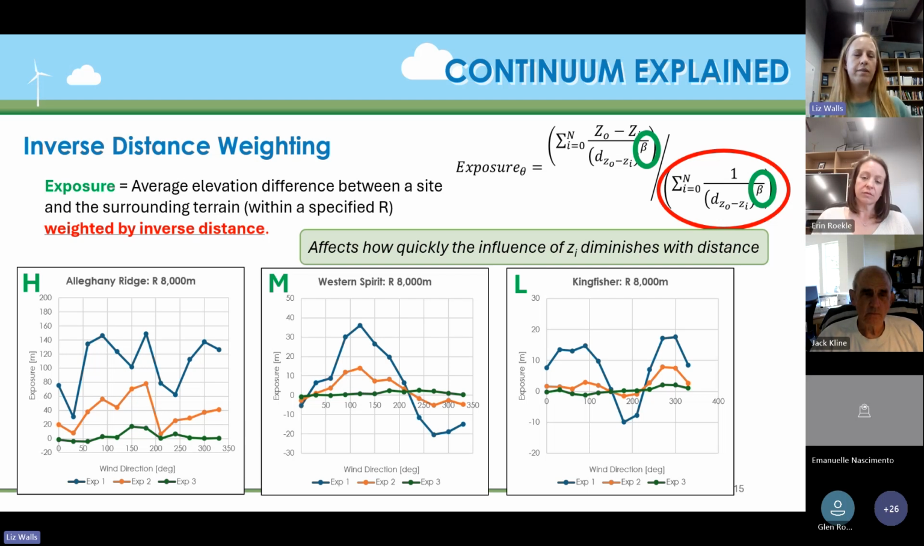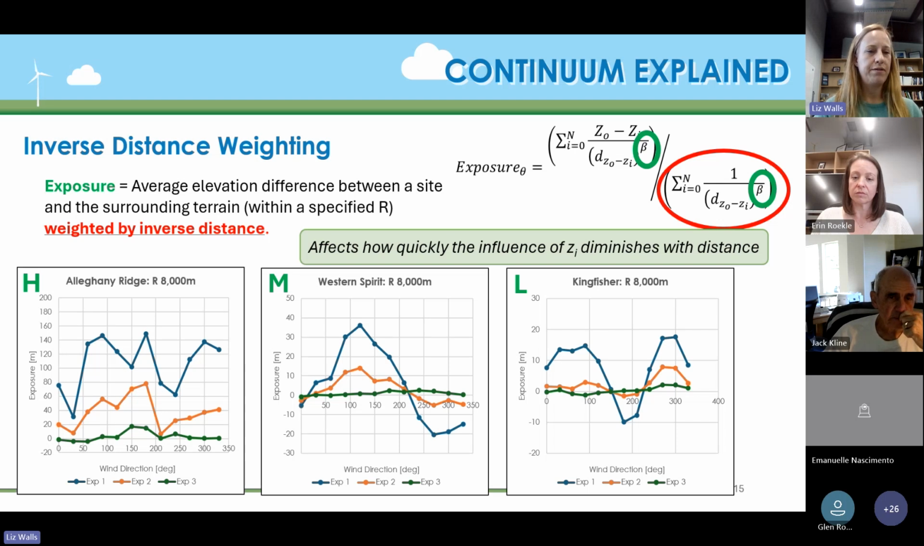Let's take a look at how modifying this exponent changes the terrain exposure. Here are the calculated sector-wise exposures for the Allegheny Ridge site, which is the highly complex site in Pennsylvania. This plot is showing exposure on the y-axis versus wind direction on the x-axis, so it's a sector-wise plot. Now with an exponent of 1, you can see the terrain variation clearly. You can see that the exposure from the east, at the 90-degree sector, is around 150 meters. And then on the other side of the wind rose, around 202, 225 degrees, the exposure drops quite a bit to 80.